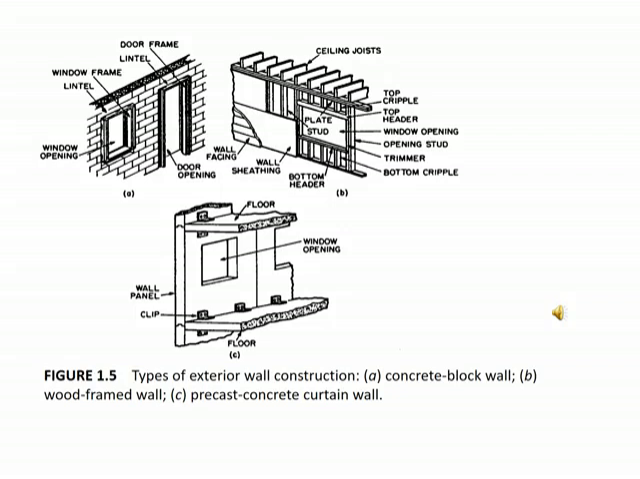For the kinds of exterior wall construction, the first, A, is a concrete block wall, B is a wood frame wall, and C is a precast concrete skirting wall. So this is the type of exterior wall construction.